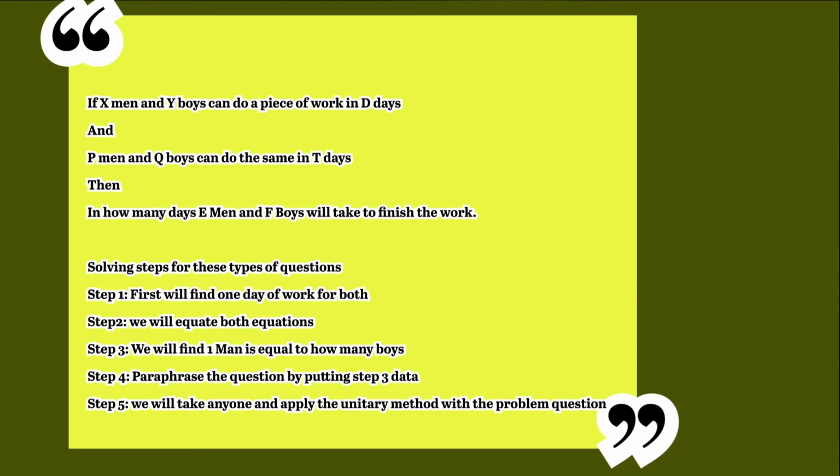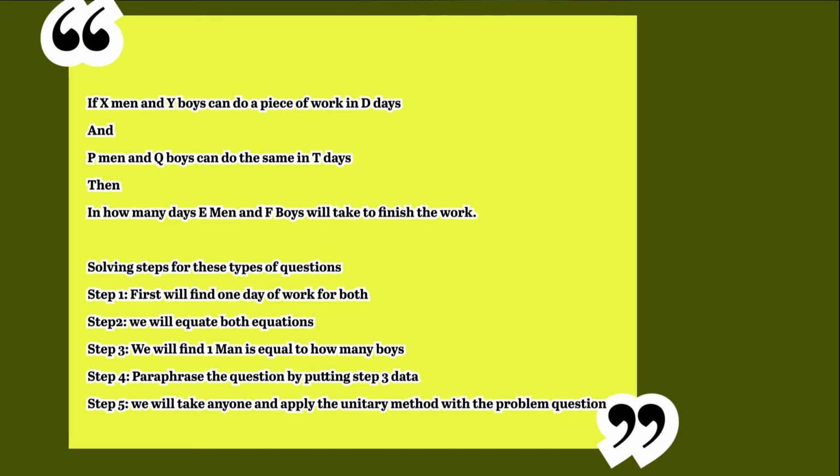So we are just going to paraphrase the questions, and will convert everything either in men or everything either in boys. So we can understand by this concept. Let's say if X men and Y boys can do a piece of work in D days, and P men and Q boys can do the same work in T days, then in how many days will E men and F boys finish the work?